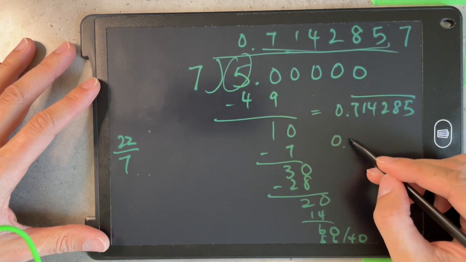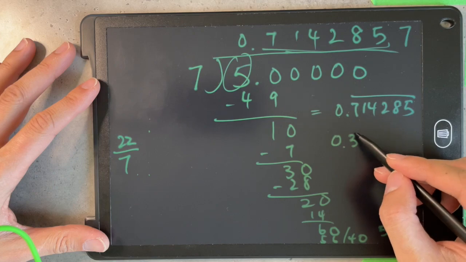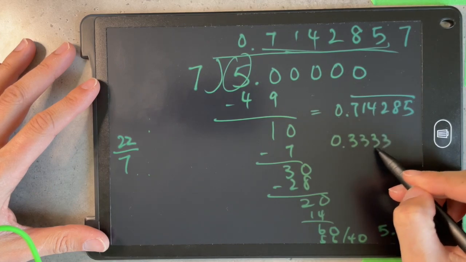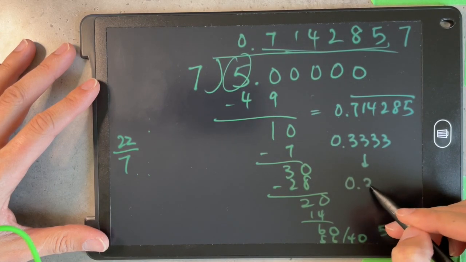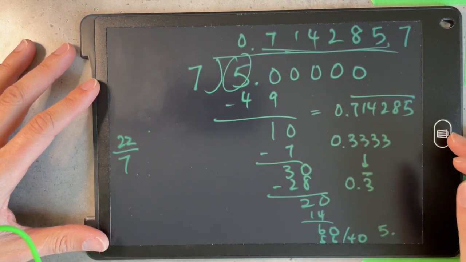Other repeating decimals, like 1/3, go like this. You could do something like 0.3 with a dot or a line, it doesn't matter.